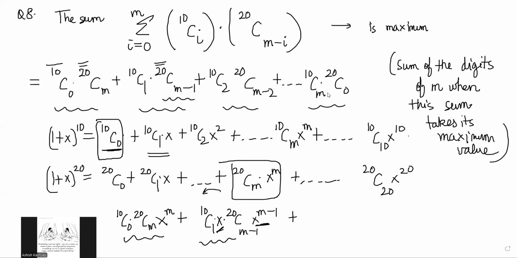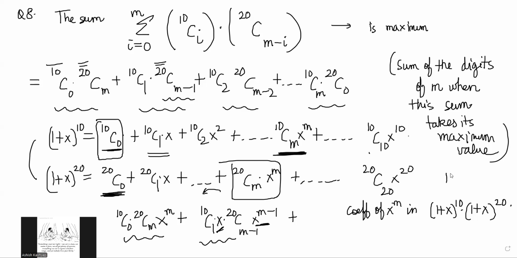And you will see that the first term here, 20C0, multiplied by the last term here is also giving us x^m. So when we multiply these two series, what we are searching for is the coefficient of x^m in the product of (1 + x)^10 times (1 + x)^20, right? So that is (1 + x)^30, and we need the coefficient of x^m there. So that is obviously 30Cm.